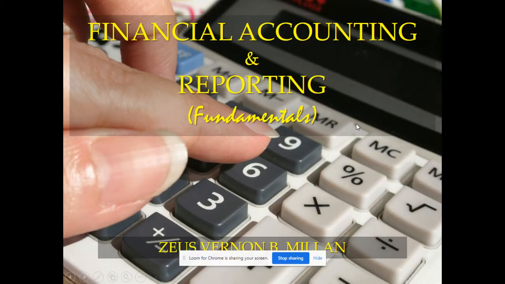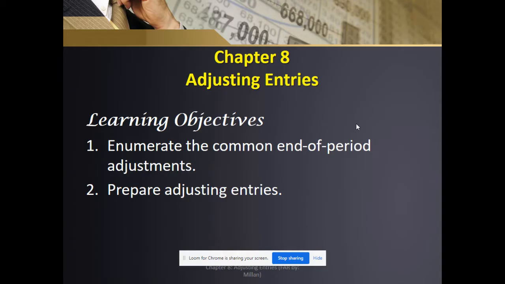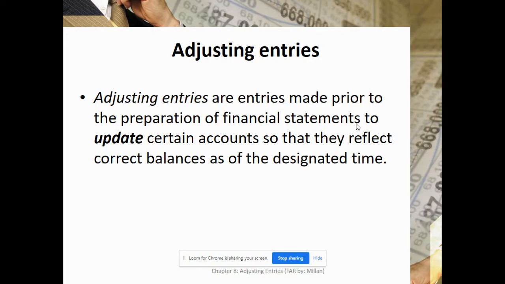Okay, so today I'm gonna discuss the fifth step in the accounting cycle. It's the adjusting entries. And these are our learning objectives. First is to enumerate the common end of period adjustments, and next is to prepare the adjusting entries.